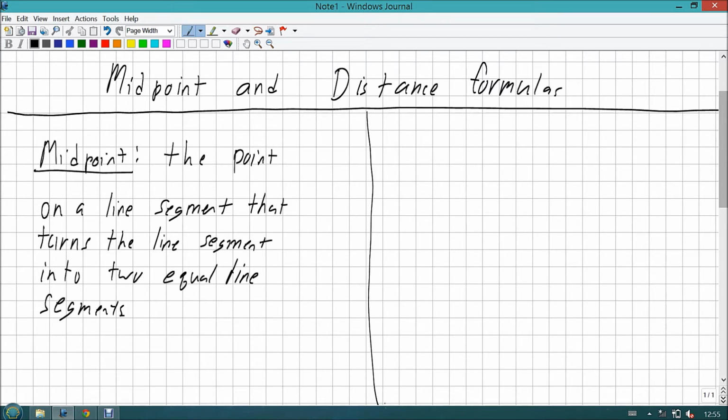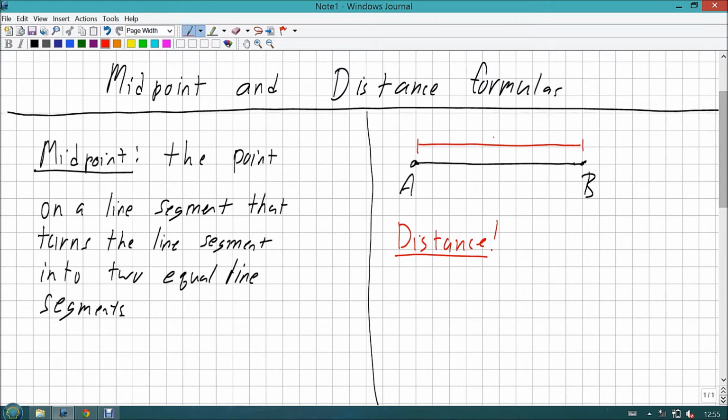So for an example, if this was my line segment from A to B, and I had a spot right here that I called C, would C be the midpoint? The answer is no, because this part is a lot smaller than this one, so they are not equal. Therefore, that is not the midpoint. So how would we find the midpoint from A to B? Well, the first step is to find the distance. Fortunately, we can do that pretty easily. You just count.